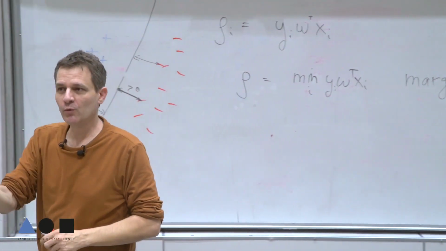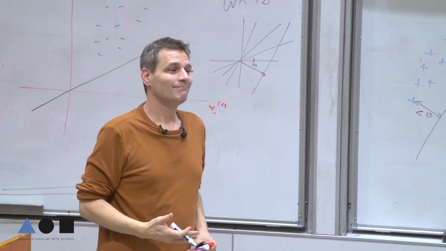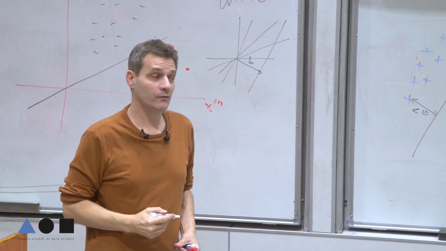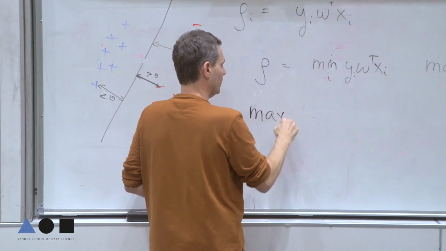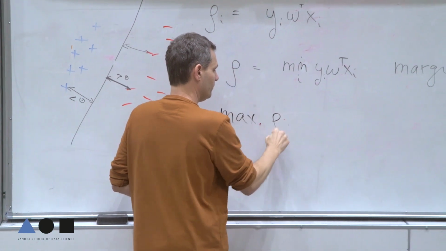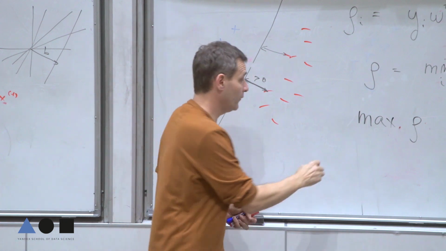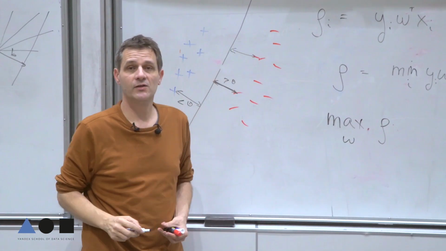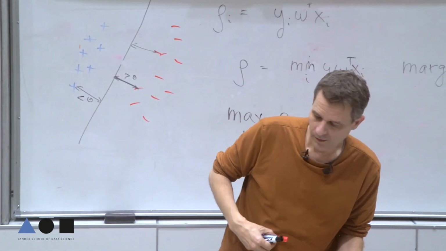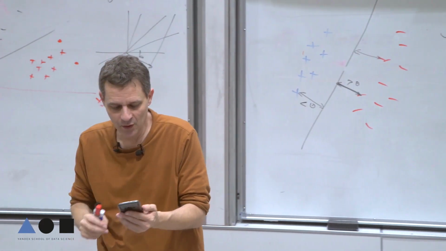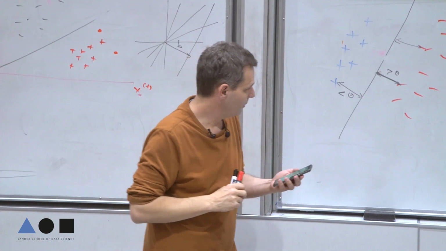And what do we want to do with this margin? We want to maximize the margin, right? So basically what we want to do is we want to maximize the margin. Maximize over what? Over W, right? We want to find the W that maximizes the margin. I didn't bring my printed notes today. Just have this.